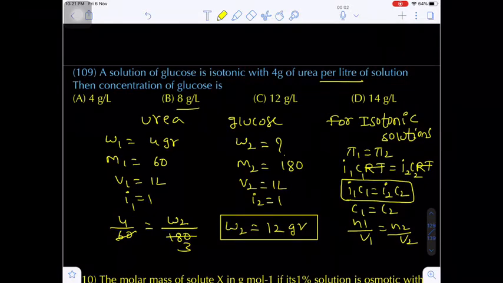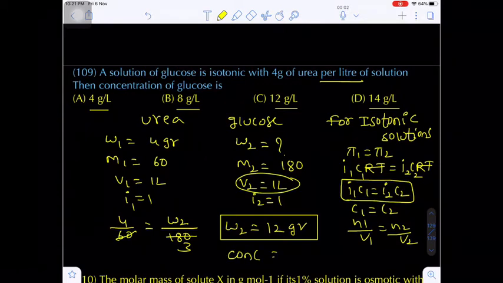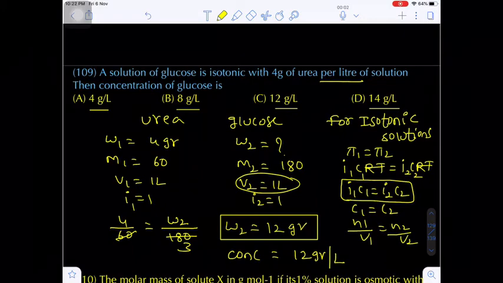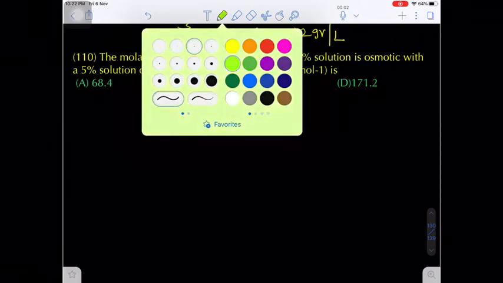The units are given as 8 gram per liter, 12 gram per liter, 4 gram per liter and 14 gram per liter. So the solution volume is 1 liter. So the concentration I am writing is 12 gram per liter. So 12 gram per liter, this is the C option. Yes or no?